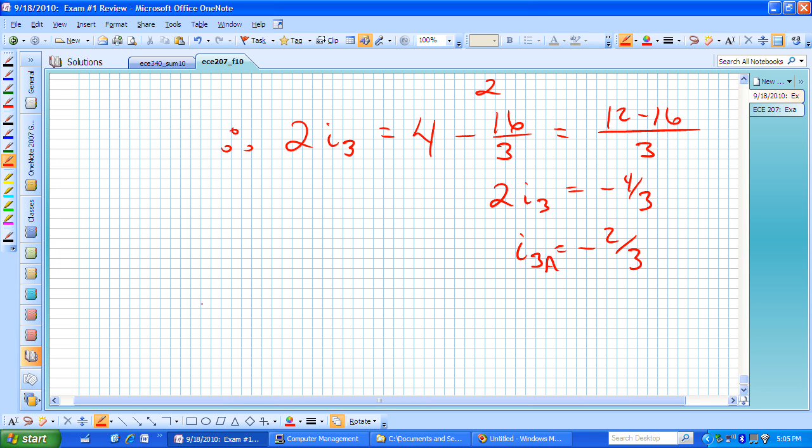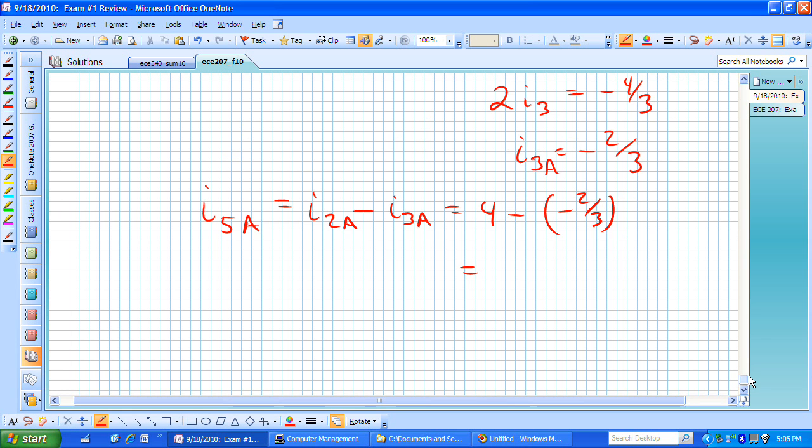Now we can find I sub 5 with the current source only. That's I sub 2 minus I sub 3. And I sub 2 was 4. We subtract from that I sub 3a, which is minus 2/3, or we now have 4 2/3 for a value of our current I sub 5 when the current source is present, or we now have 14 over 3 for our current source driven circuit.